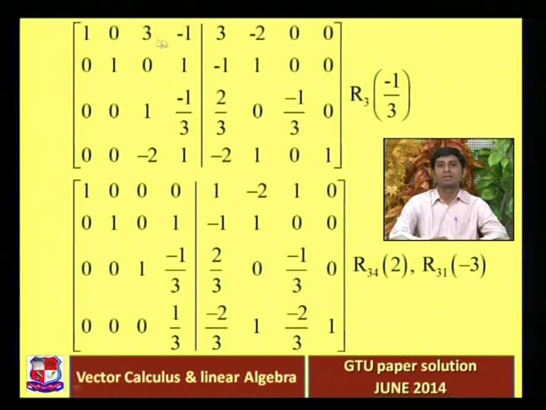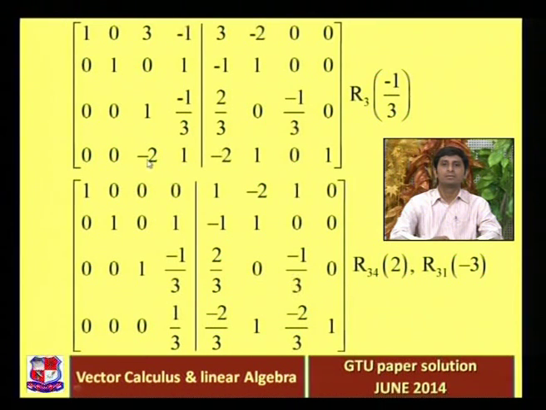The first row is 1 0 3 minus 1, 3 minus 2 0 0, 0 1 0 1, minus 1 1 0 0, and the last row is 0 0 minus 2 1, minus 2 1 0 1. All other rows are as they are. Now this element is now 1. So the next process is we want to make 0 in that column except this 1.